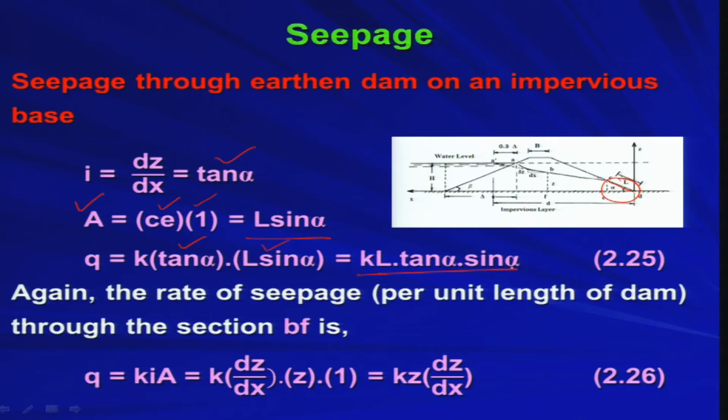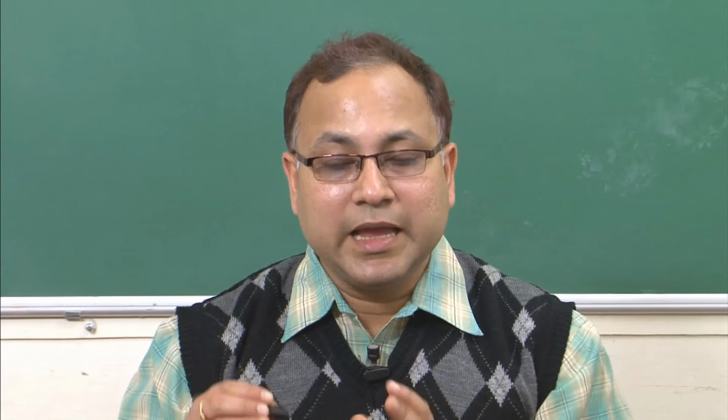Now, what is L? L is the distance from point D to point C, which is completely unknown at this point of time. I know k, I know alpha, I know the other things, but I do not know the magnitude of L. Once I know L, I can find out the rate of seepage through this dam. So, I will stop here today. In the next class, we will continue and see how we can find this L. Thank you.